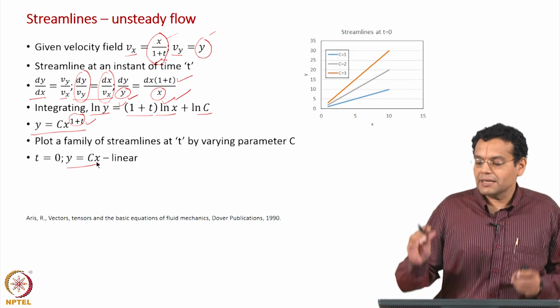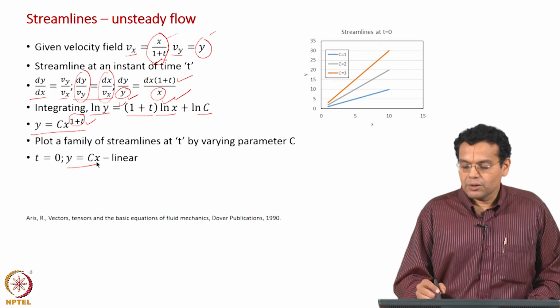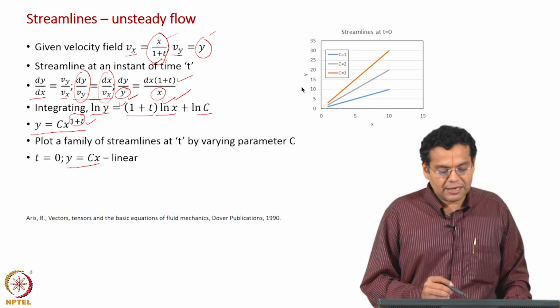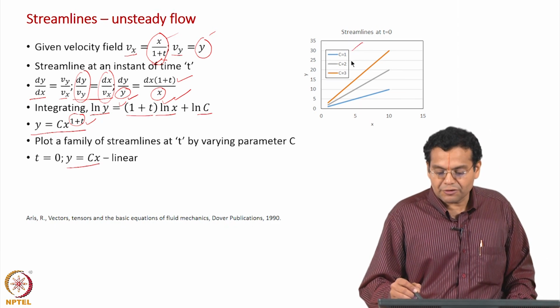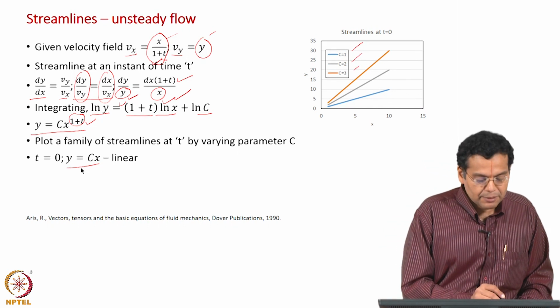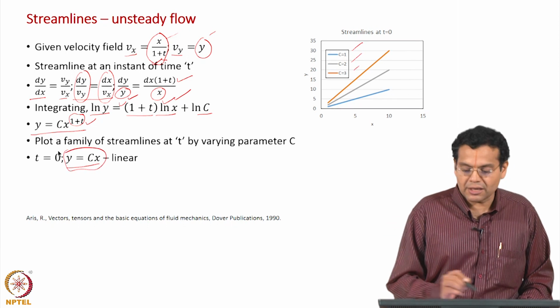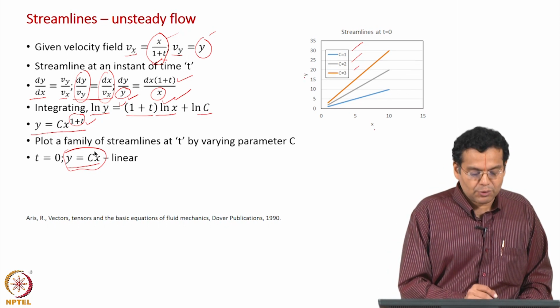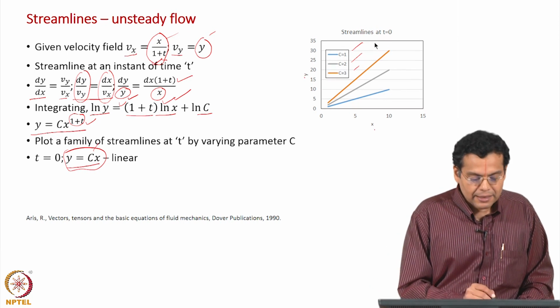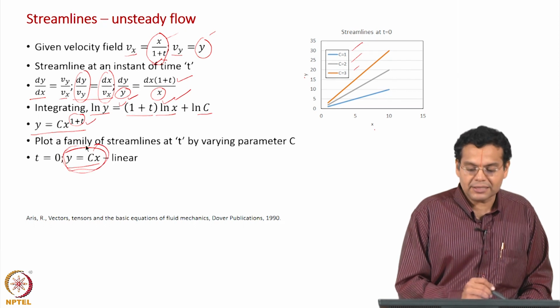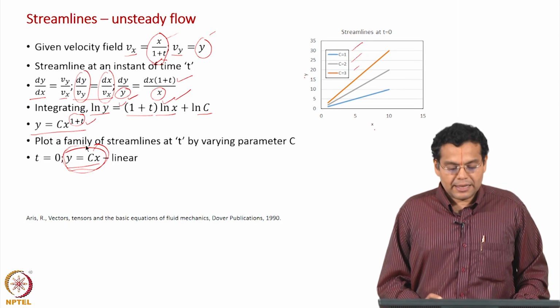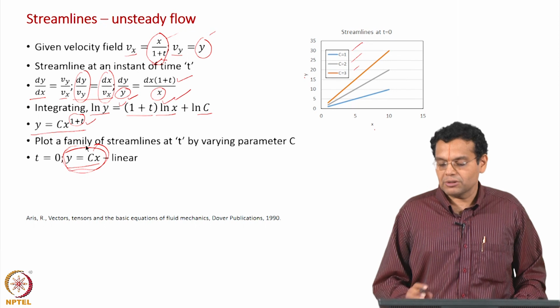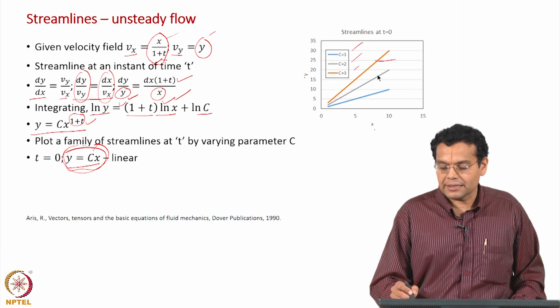So, these are the family of streamlines. What is it I have done? I have taken different values of c here and then plotted this equation, that is all I have done here. On the x axis, y axis, taking c equal to 1, 2, 3 etc., I plotted this linear relationship y equal to x, y equal to 2x, y equal to 3x. All these are straight lines.